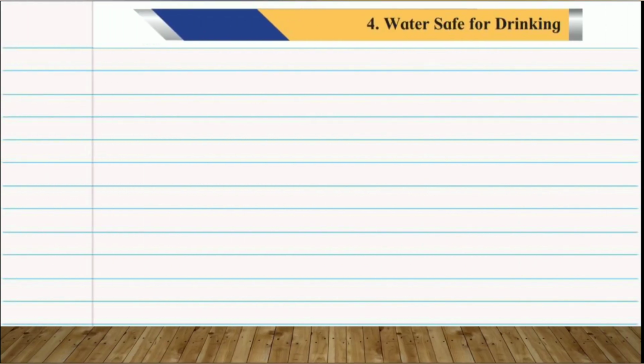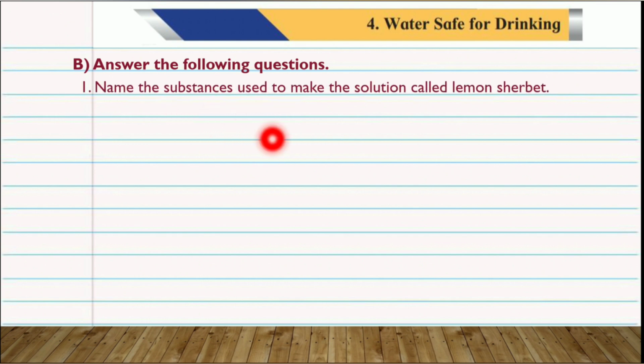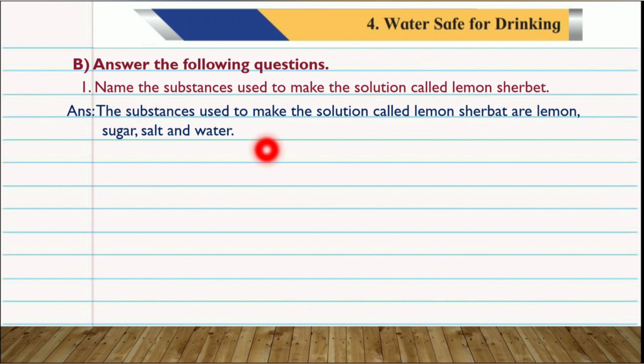Now question B: Answer the following questions. Number 1, name the substances used to make the solution called lemon sharbat. And the answer is, the substances used to make the solution called lemon sharbat are lemon, sugar, salt and water.